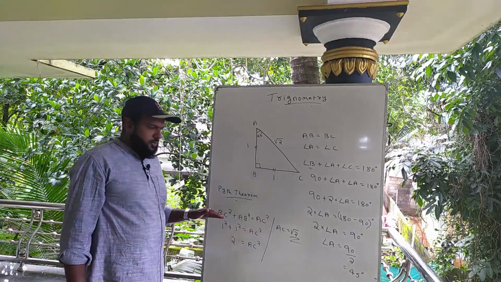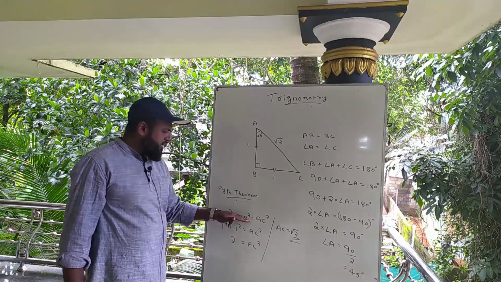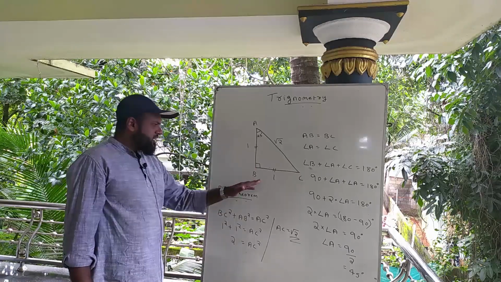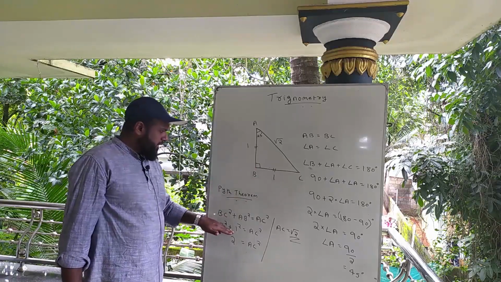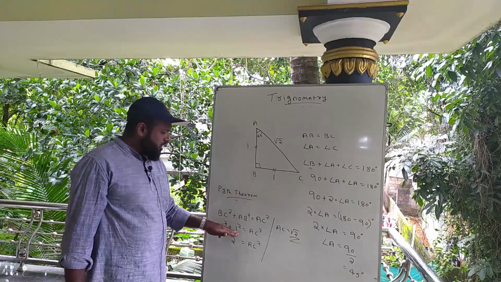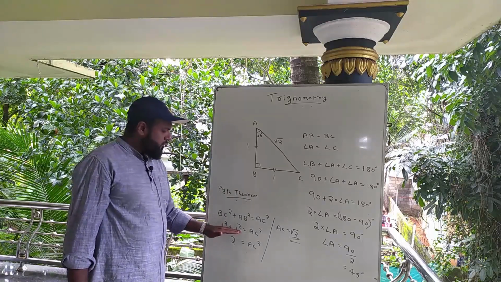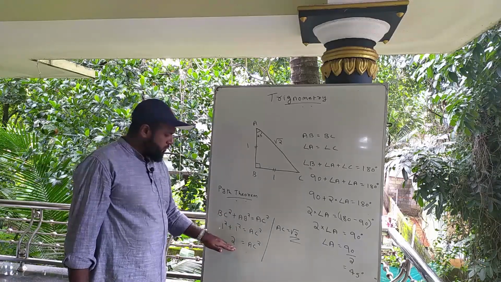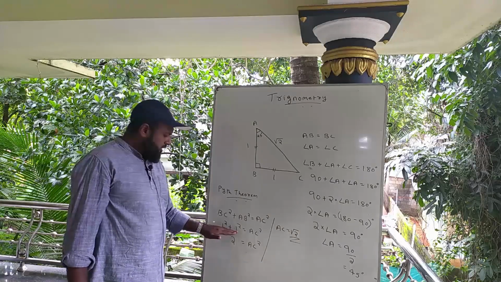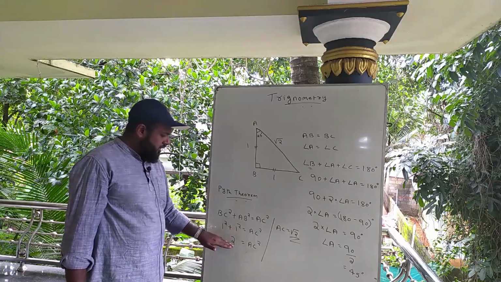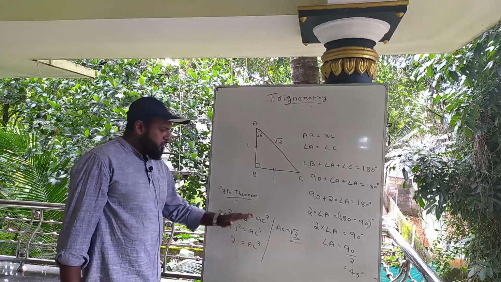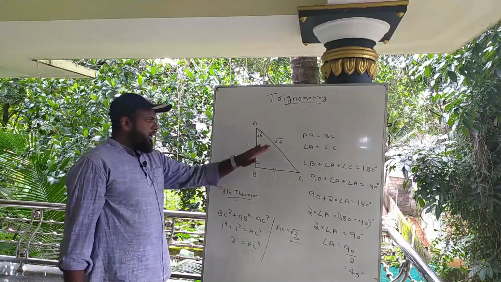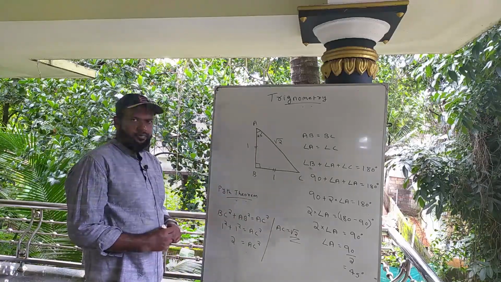I will explain once more. BC square plus AB square equal to AC square. BC square means 1 square plus AB square, which also means 1 square, equal to AC square. 1 square means 1. 1 plus 1 is 2, that is 2 equal to AC square. So AC equal to square root of 2.